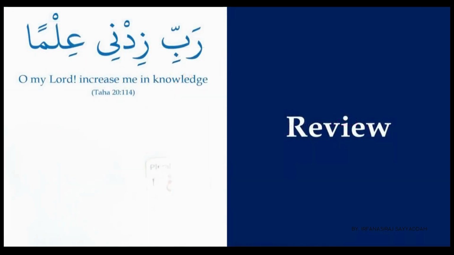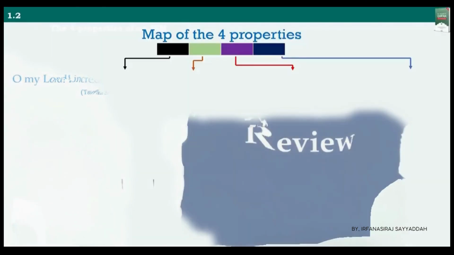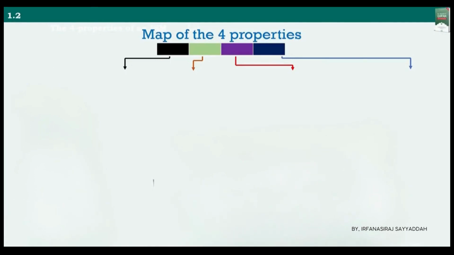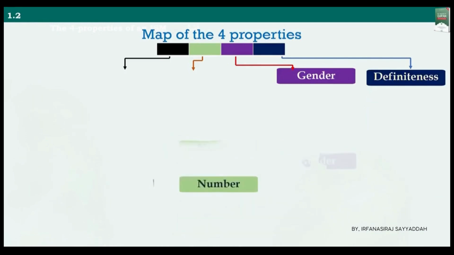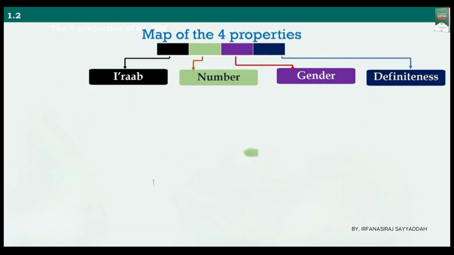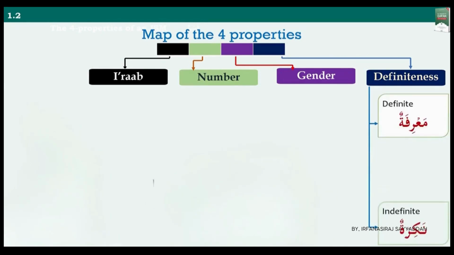Let's conclude this short video by reviewing what we have covered so far as far as the 4 properties of an ism are concerned. Number 1, there are 4 properties of an ismun, and they are definiteness, gender, number, and i'rab. Definiteness, gender, number, and i'rab, the 4 properties. Please remember that. As far as definiteness is concerned, 2 options. Either it will be specific, i.e. definite, which is known as ma'rifatun in Arabic, or it will be indefinite, nakiratun.